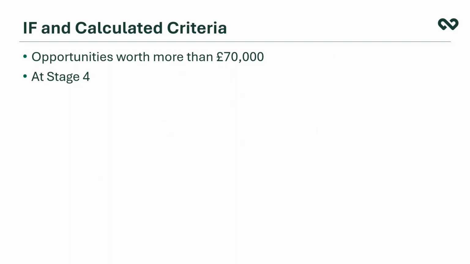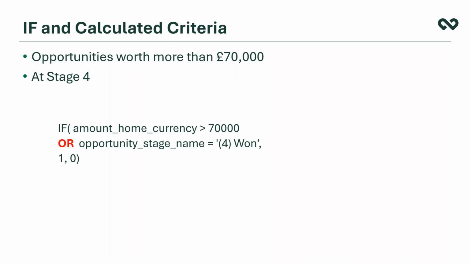So for a formula like this, we would have something as shown on the screen. While it does look similar to the ones I've shown so far, the difference is that instead of putting a comma after the 70,000, I've put an or along with another test. So in this case, to show that when the opportunity stage equals stage 4. After this, I've asked to return a 1 if it's true or a 0 if it's not.